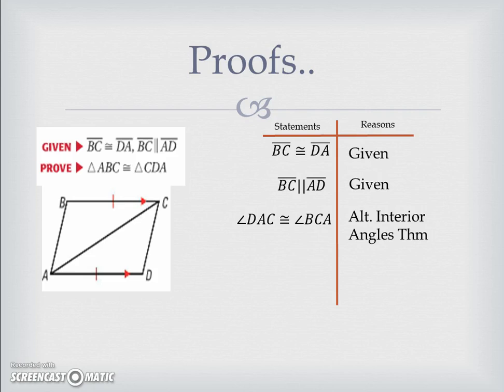Next, we have the reflexive side, which is AC is congruent to itself. So again, that's reflexive. And then we have to figure out what we have. Well, BC congruent to DA, that's a pair of sides. Angle DAC is congruent to angle BCA, that's a pair of angles. And then AC is congruent to itself, that's a pair of sides. So the triangles are congruent by side-angle-side again.